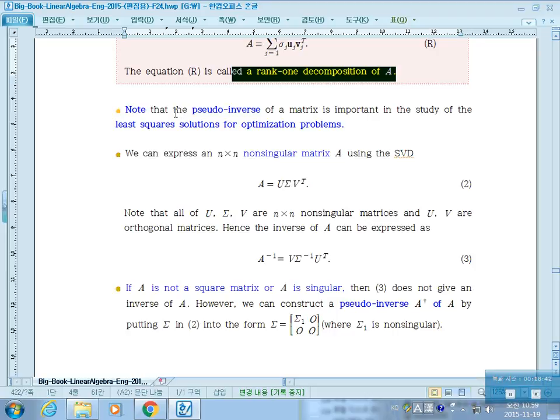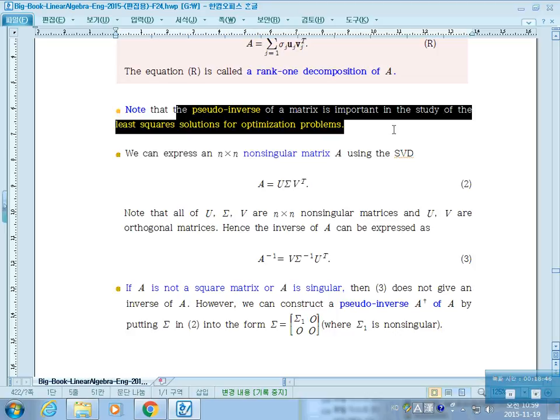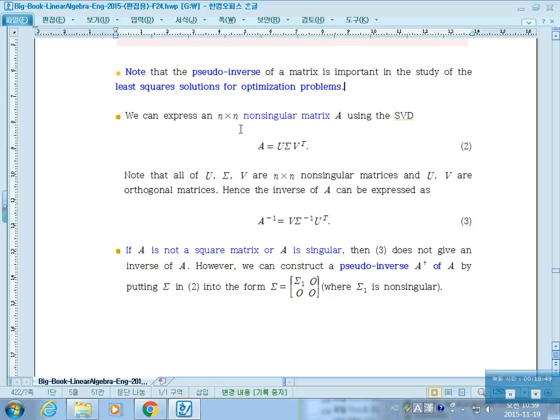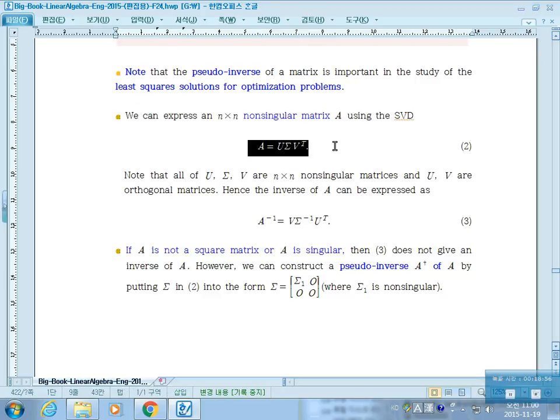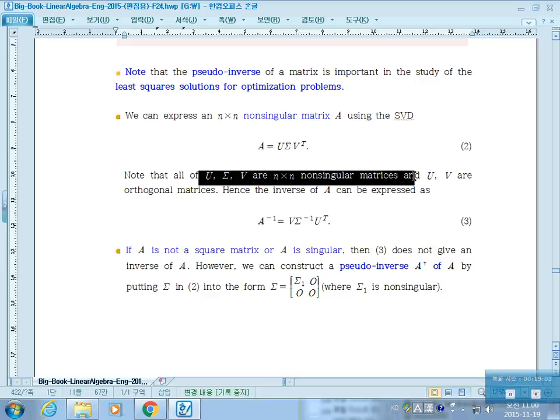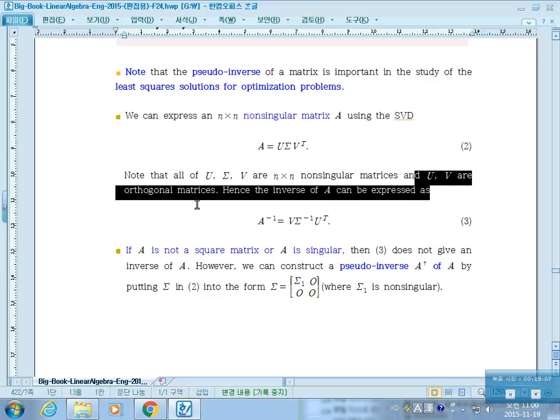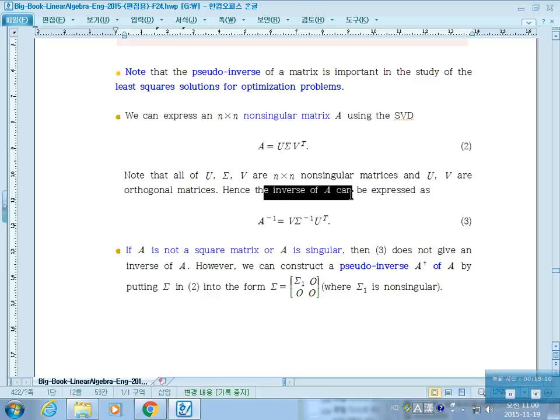Note, the pseudo-inverse of a matrix is important in the study of least square solutions for optimization problems. Now we study the pseudo-inverse. Suppose we have an n by n non-singular matrix A. Using the singular value decomposition, A can be written as U sigma V transpose, and all of U, sigma, V are n by n non-singular matrices, and U and V are real orthogonal matrices. Then what's the inverse of A? The inverse of A can be written as V sigma inverse U transpose, because V transpose is equal to V inverse, U and V are real orthogonal matrices and sigma is a diagonal matrix. Okay? So this can be written in this way.